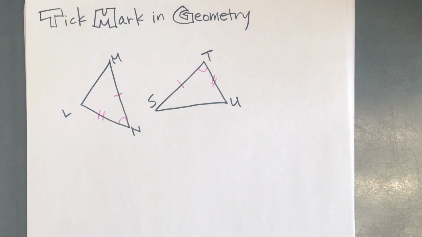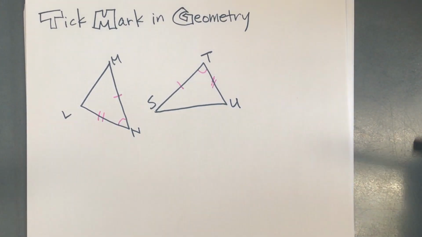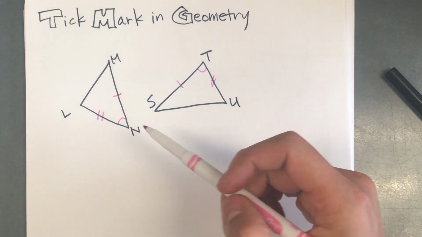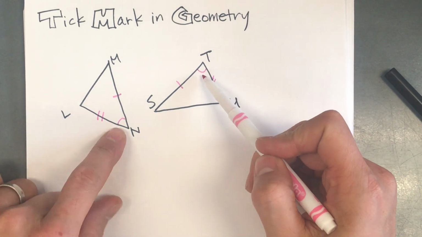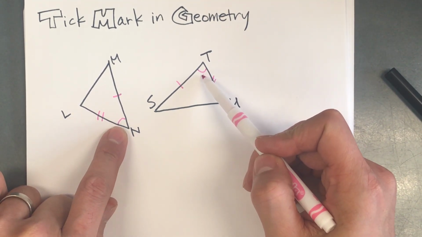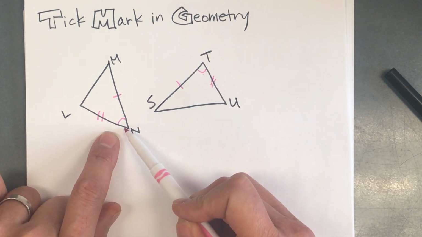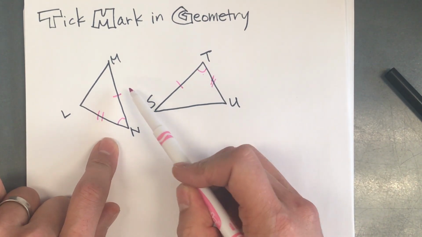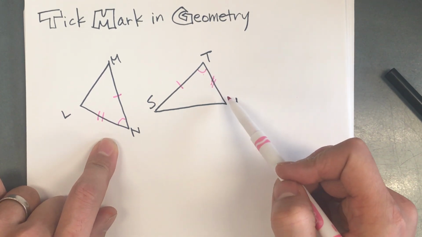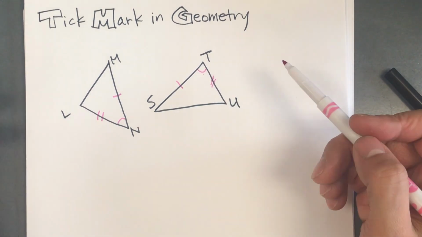So, tick marks in geometry. Let's say we have two triangles, and then we have some tick marks. These tick marks tell you that these two angles will be exactly the same. So for example, if angle LNM is 30 degrees, then angle STU will also be 30 degrees, even though it doesn't look like it.